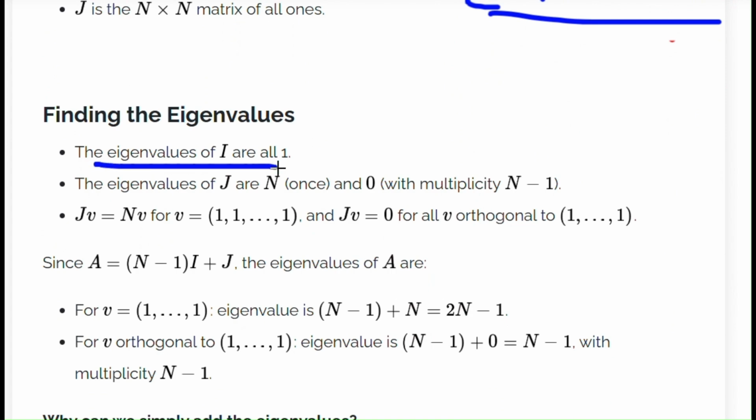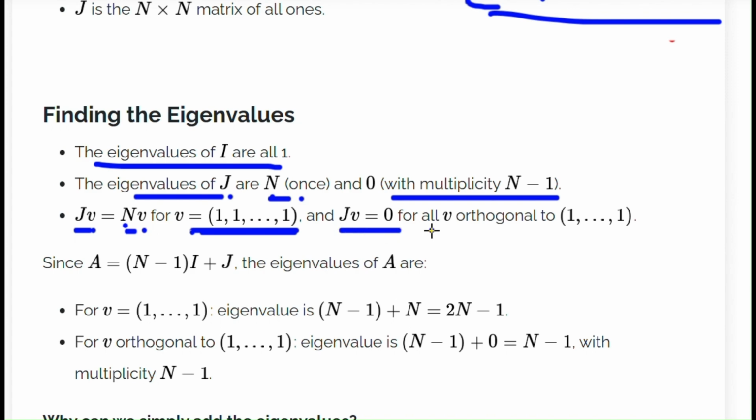So here are more details. The eigenvalues of I are all 1. The eigenvalues of J are n once and 0, n minus 1 times. Jv equals nv because, as we saw, the rows of J all add up to n, which means n is an eigenvalue, and the eigenvector is 1, 1, 1, n times. So we have Jv equals nv, where the eigenvector v is 1, 1, 1, and n is the eigenvalue. Jv equals 0 for v orthogonal to the 1, 1, 1 eigenvector.